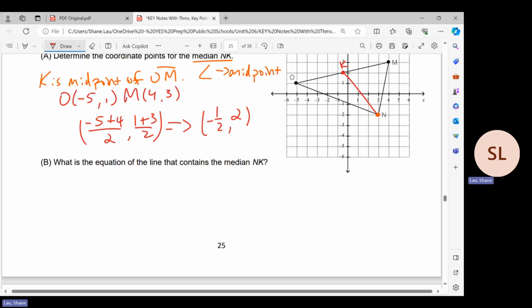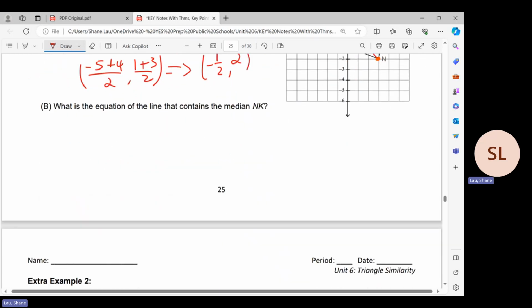Then we have to find the equation of the line that contains the median. And we can do this 2 ways. We still have to find the slope. So that would be the first thing we have to do. But then from there, we can use either point N or point K for point-slope form. We'll get there. So we have to find our slope first.